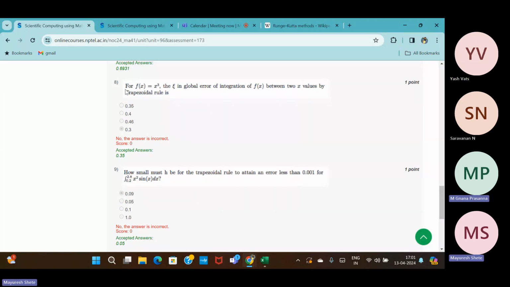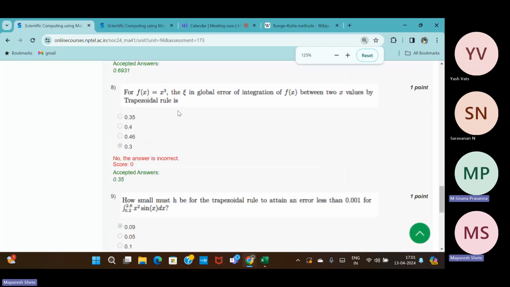If you see this question number 8, let me zoom it. For f of x equals x cube. This is from assignment 11. So f of x is equal to x cube, and it is asked to find the global error of integration between two x values by the trapezoidal rule. First of all, no limits of integration were given. That was the first point where we got stuck.